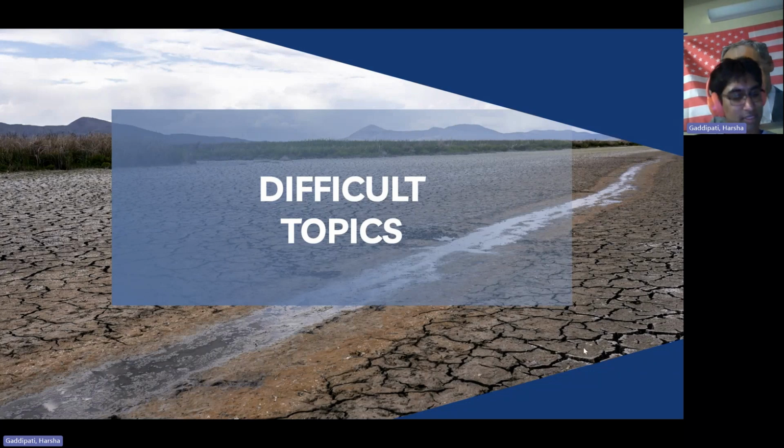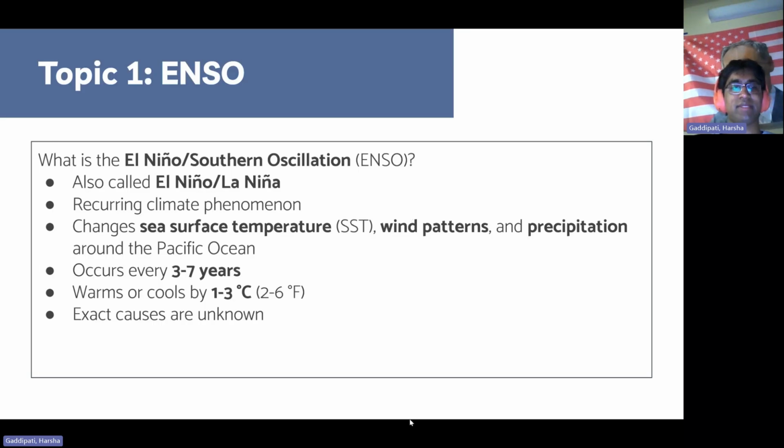So we get into difficult topics. The first difficult topic is ENSO, which is also known as El Nino or the Southern Oscillation. It's also called La Nina. This is a recurring climate phenomenon that changes sea surface temperatures, wind patterns, and precipitation around the Pacific Ocean. It occurs once every 3 to 7 years, and it can cause warming or cooling that's not typical in these areas, from 1 to 3 degrees Celsius or 2 to 6 degrees Fahrenheit. The exact causes of it are unknown.